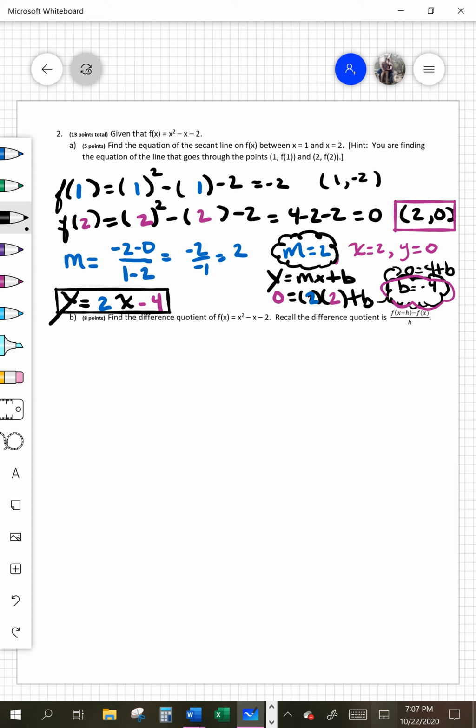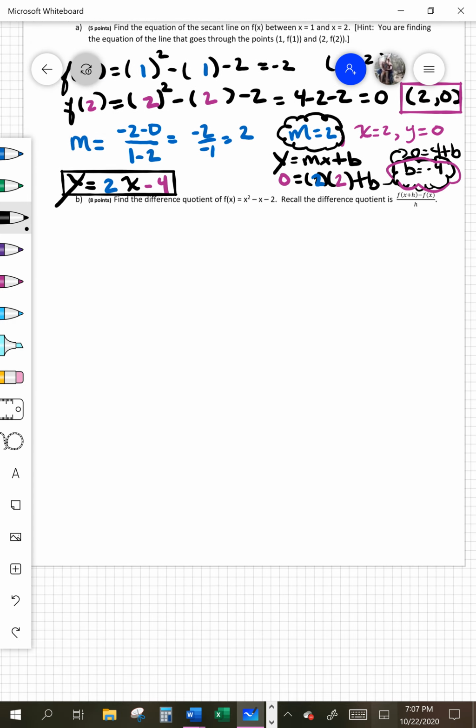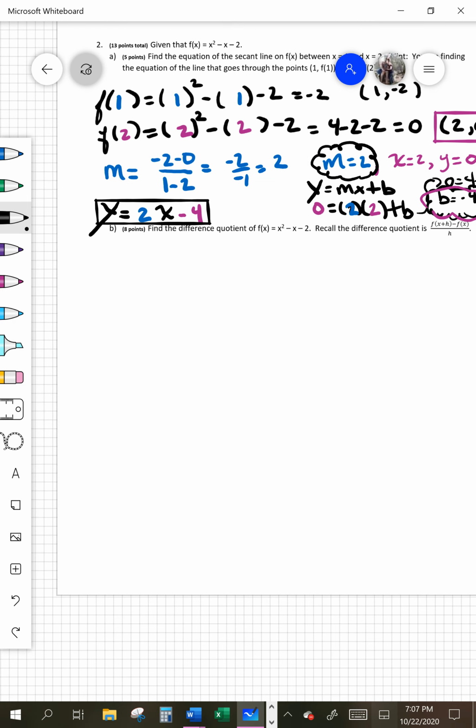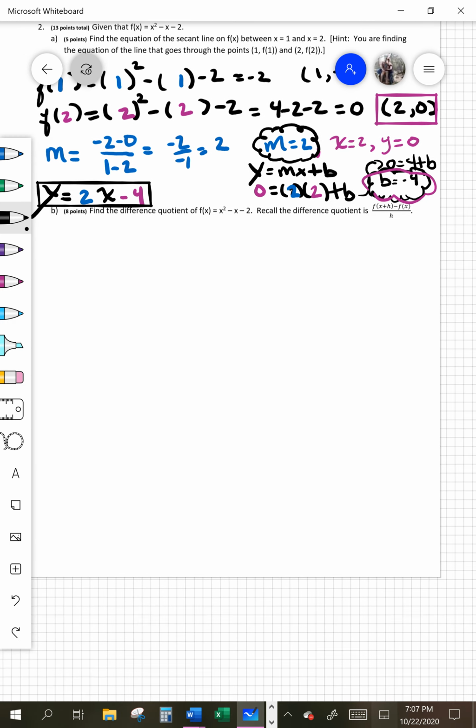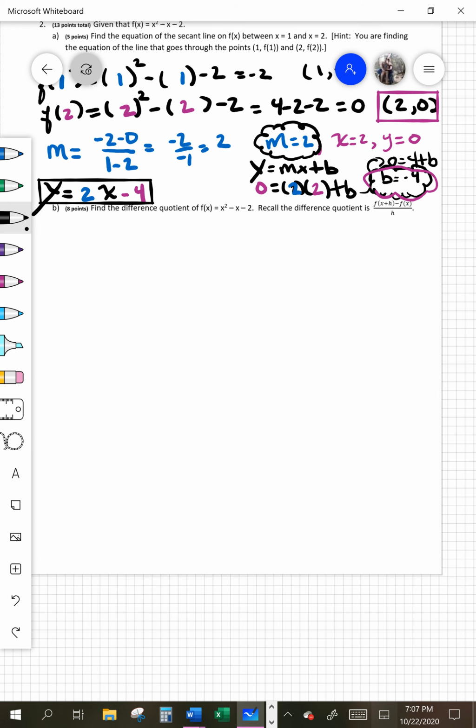So for part B, we want to find the difference quotient of f of x, which is still x squared minus x minus 2. I told you what the difference quotient was: we're looking at f of x plus h minus f of x, that whole quantity, all divided by h.